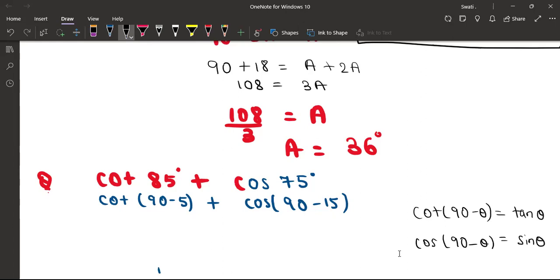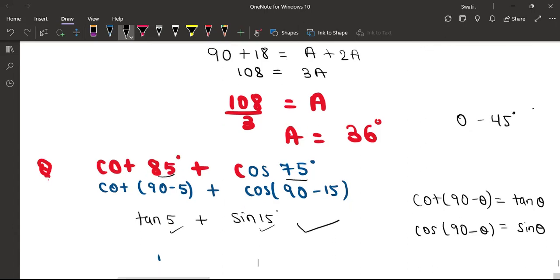Okay. So using this formula, cot(90 - 5) will become tan 5 plus cos(90 - 15) will become sin 15. And that's it. That is the answer. Because we wanted to express 85 and 75 in terms of an angle between 0 and 45. 5 has come and 15 has come. That's it. We are done. So this was a simple question, we just had to express. That's it. Okay?